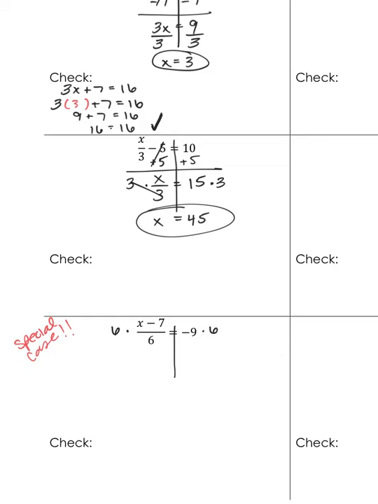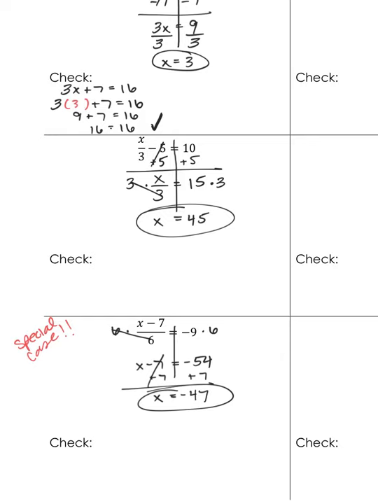So on both sides of my equation, I'll multiply by 6. 6 divided by 6 is 1. So I end up with x minus 7 equals negative 9 times 6 is negative 54. Now if I ask myself what's happening to x, x is being subtracted by 7. The opposite of subtracting 7 is adding 7. Negative 7 and positive 7 is 0. So x equals negative 54 plus 7 is negative 47.